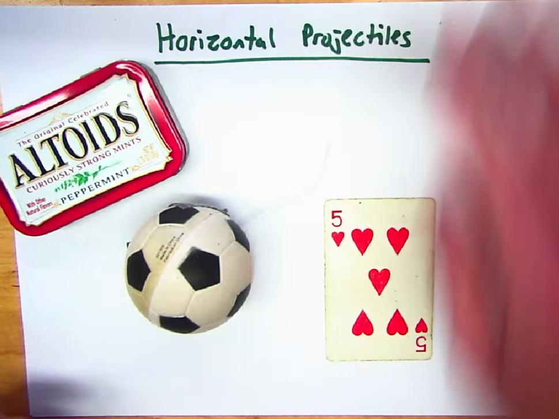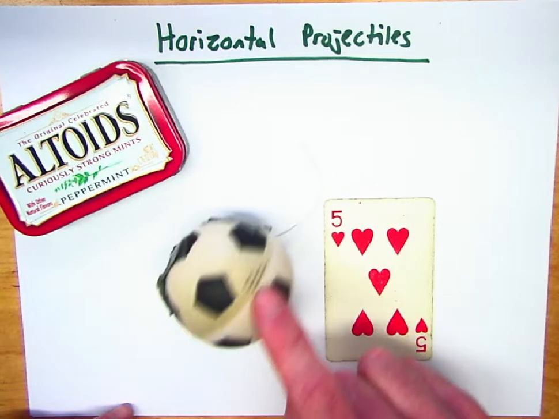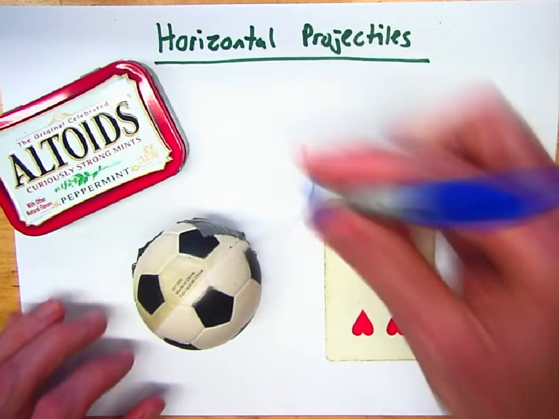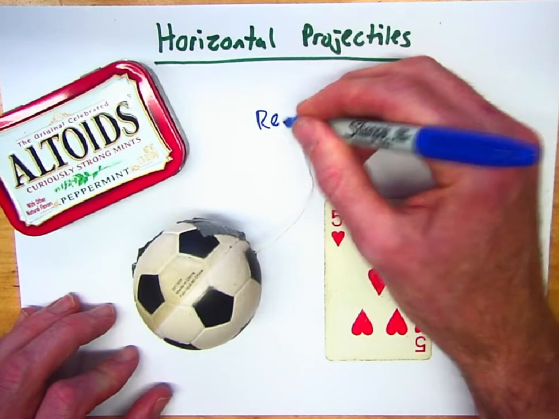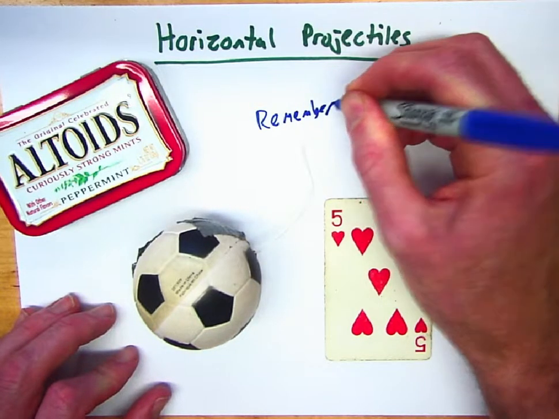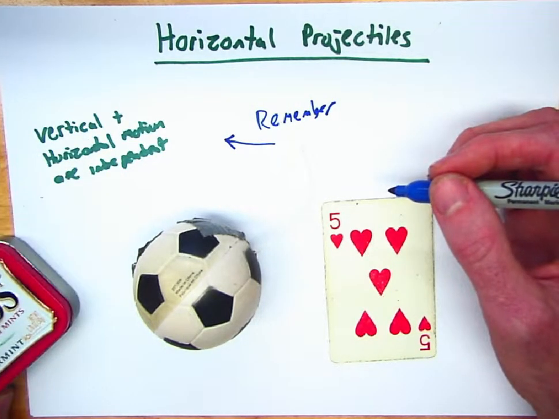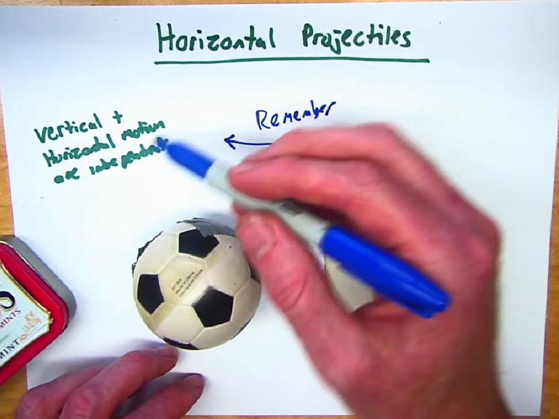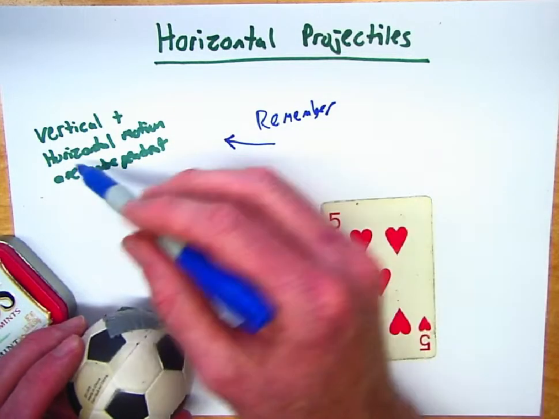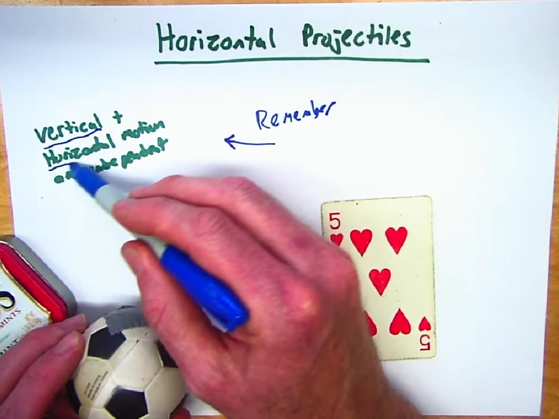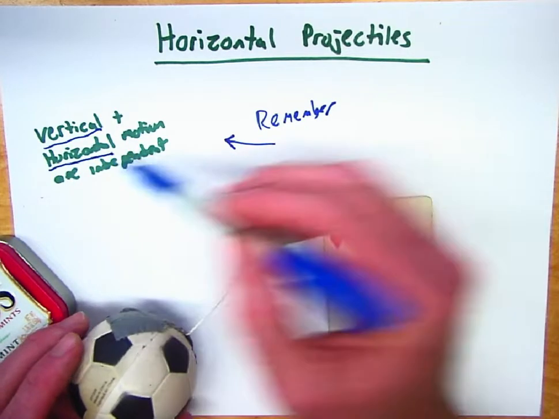Talk a little bit about horizontal projectiles. It's going to be so fun. A couple things to remember from class. First of all, we figured out in class that vertical and horizontal motion are independent of each other. Whatever happens in the up and down direction is going to be independent of what happens in the horizontal direction. So that was one thing.